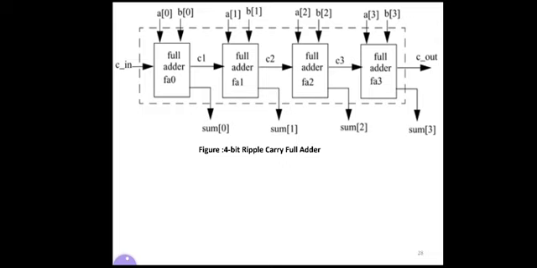Now, the actual part is the 4-bit ripple carry full adder. Our objective is to design a 4-bit ripple carry full adder. This is the diagram for the 4-bit ripple carry full adder. There are 4 full adder blocks, FA0, FA1, FA2 and FA3. These are the 4 different blocks, and each of them is 1 bit wide.